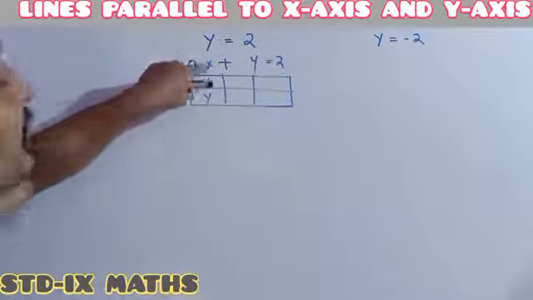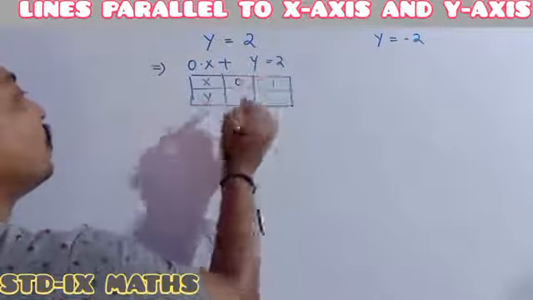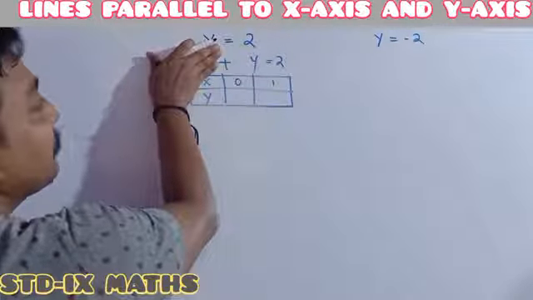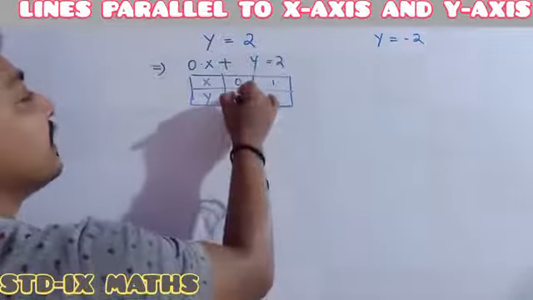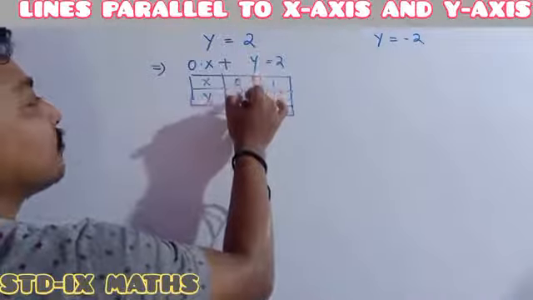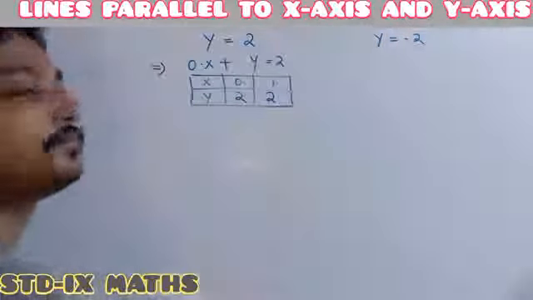As 0 is multiplied with x, for different values of x, 0, 1, you will always get 0. As this term is equal to 0, it implies y is equal to 2 always. Here in the case of 0, x is equal to 0, y is equal to 2. Whenever x is equal to 1, y is also equal to 2.